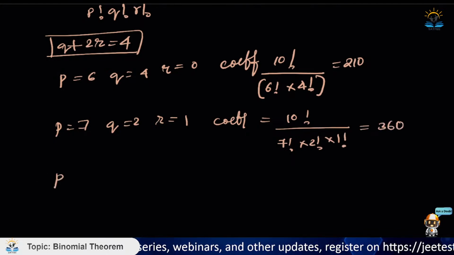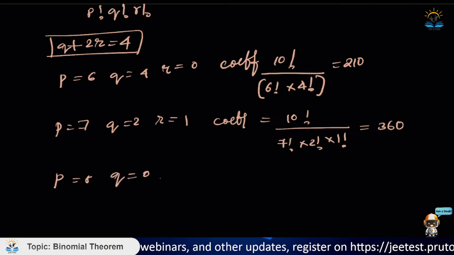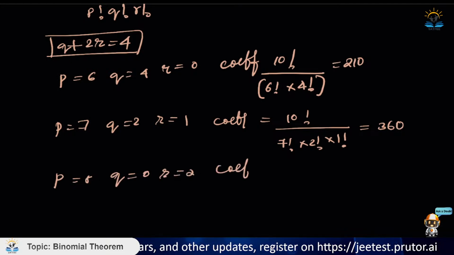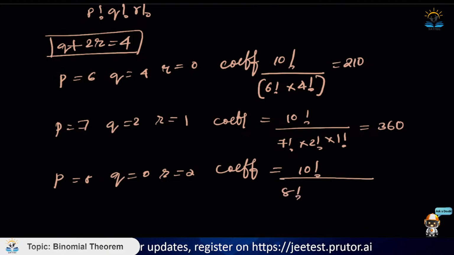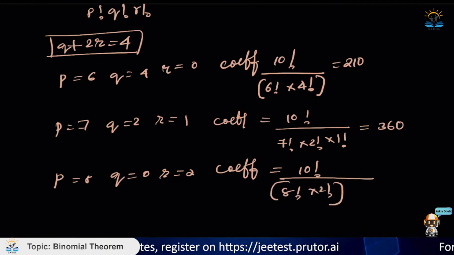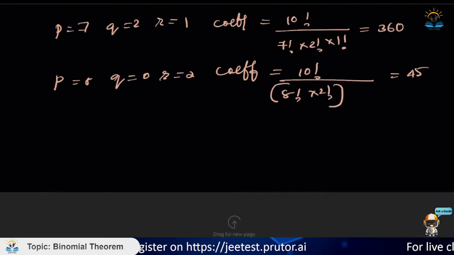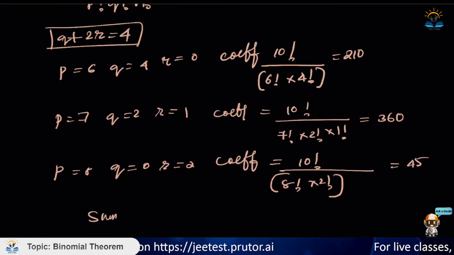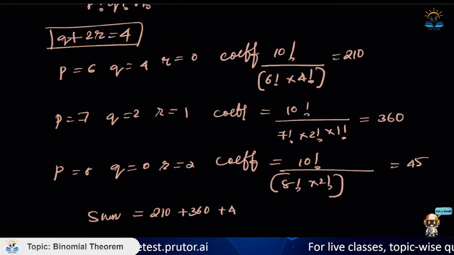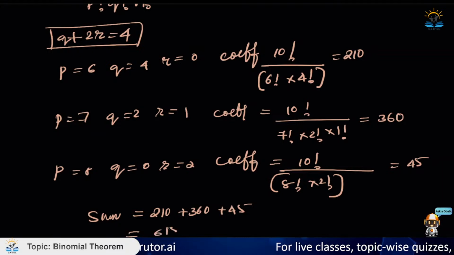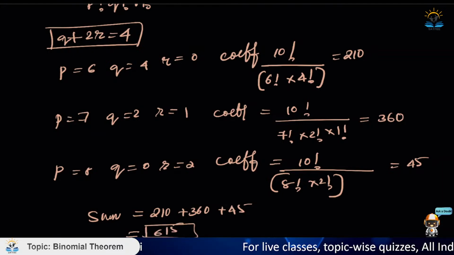Then we have p equal to 8, q equal to 0, r equal to 2. Then the coefficient will be 10 factorial divided by 8 factorial into 2 factorial, that is equal to 45. Then when we take the sum, 210 plus 360 plus 45 will be equal to 615. So the answer is 615. That is how we have to know.